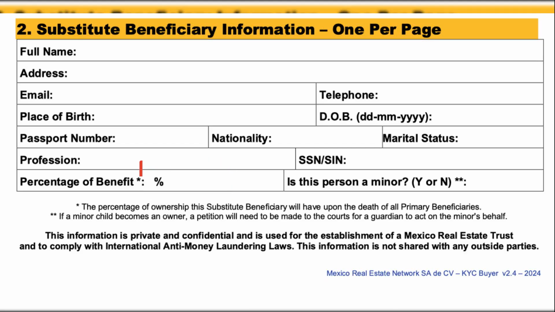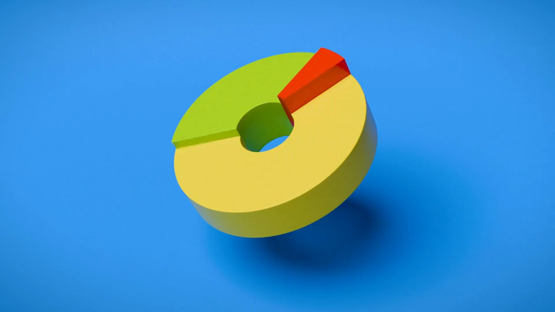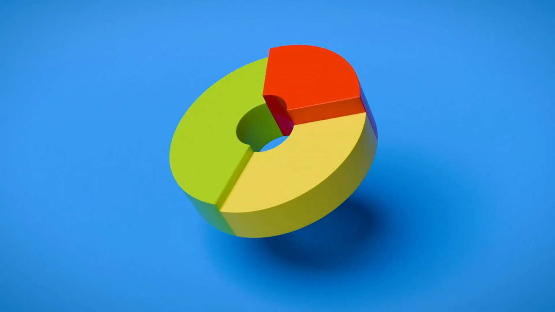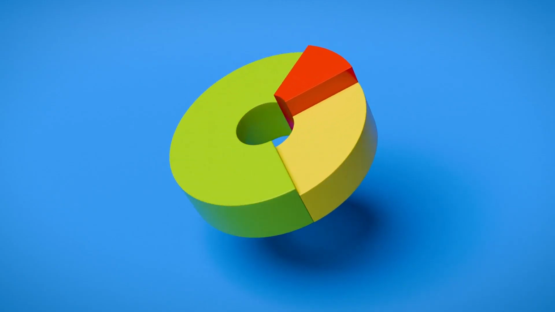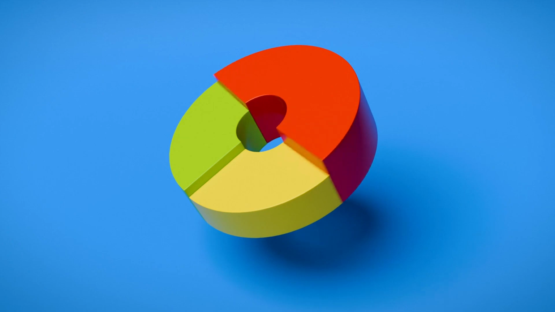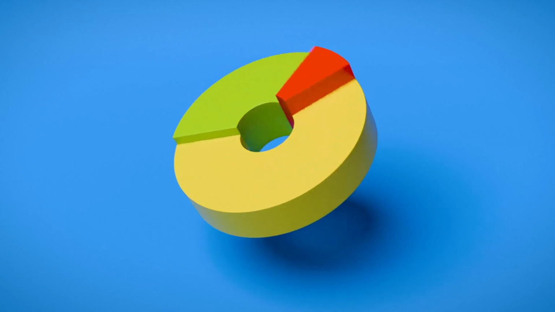The ownership percentage assigned to your beneficiaries must total 100% combined. If you designate 3 substitute beneficiaries, you could allocate equal shares, let's say 33% each, or varying percentages, for example 10%, 30%, and 60%, ensuring the total always equals 100%.